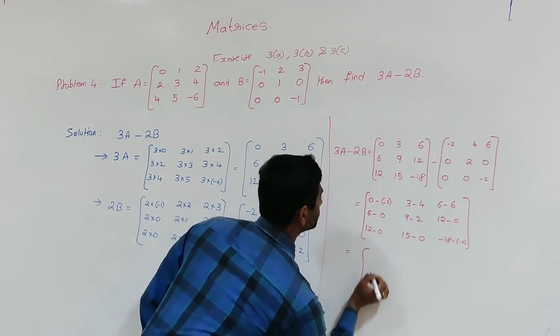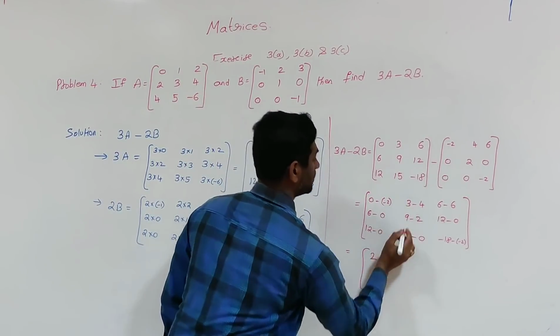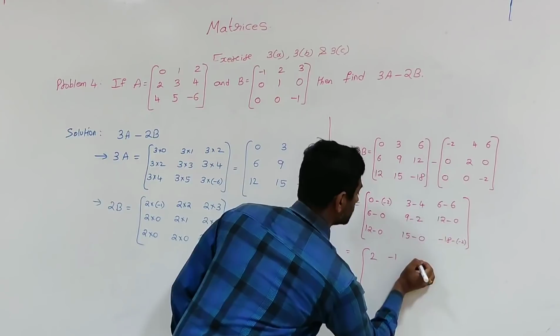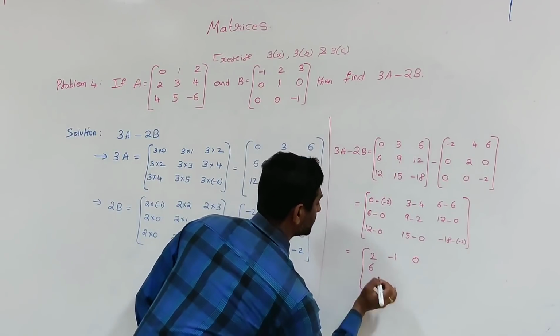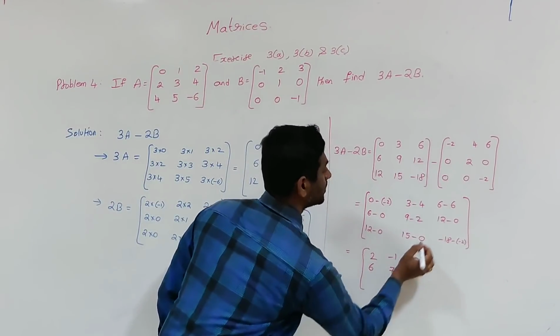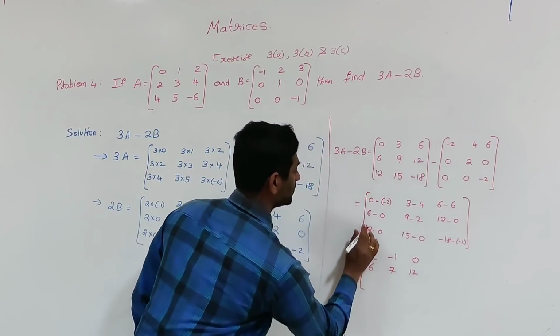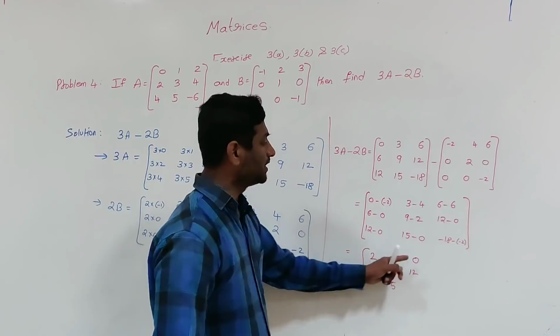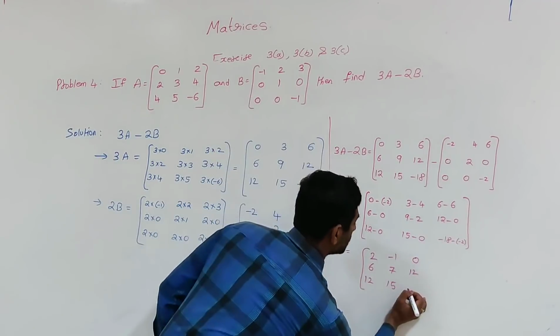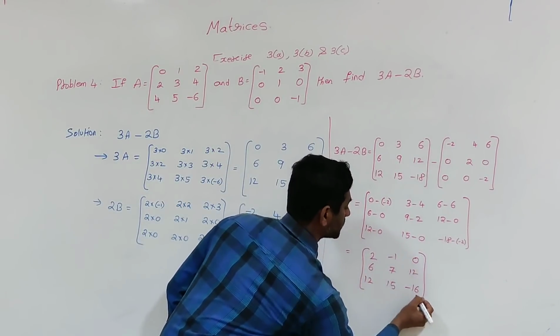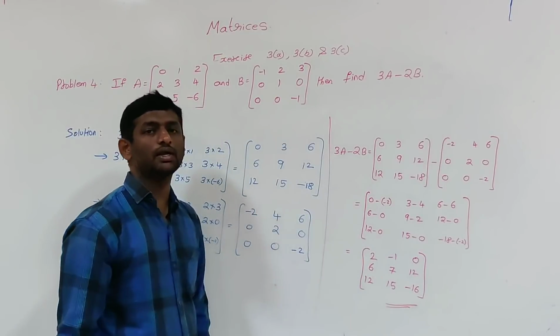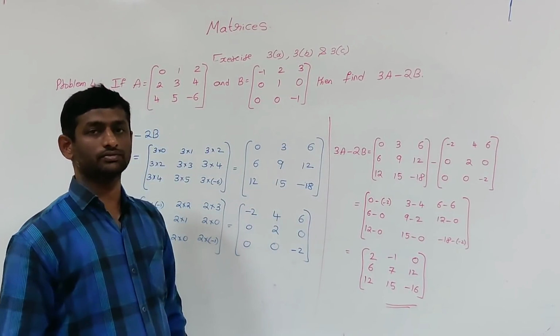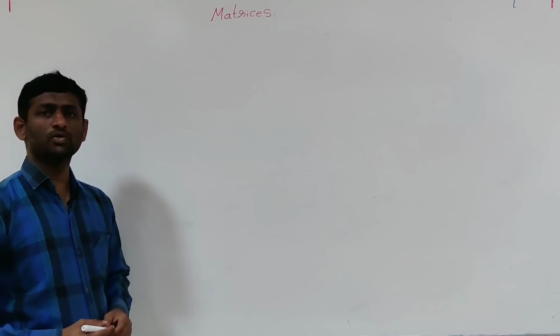That will be 2, 3 minus 4 is minus 1, 0, 6 minus 0 is 6, 9 minus 2 is 7, 12 minus 0 is 12, 12 minus 0 is 12, 15 minus 0 is 15, minus 18 plus 2 gives minus 16. So this is our result matrix of 3A minus 2B. Now we will see one more problem.